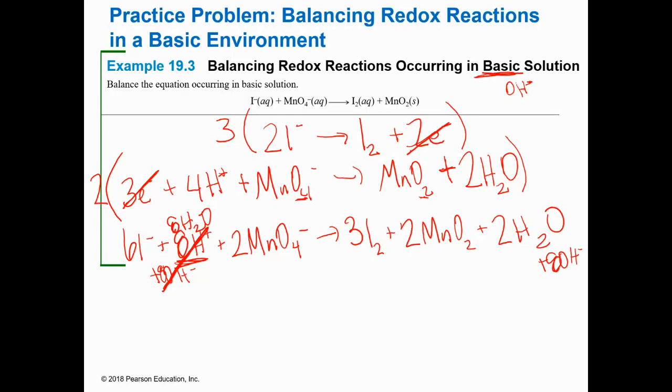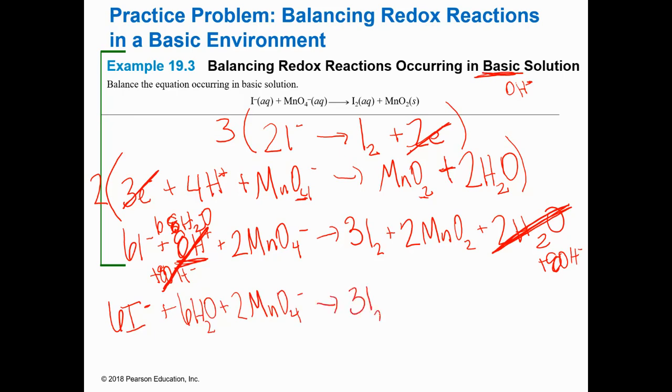Okay, when that happens, now we've got waters on both sides, so we need to go ahead and cross them out. So these are going to completely cancel on our product side, and this one's going to become a 6. So this is kind of a mess. I do want to clean this up and then recheck my charges. So I have 6 I minus plus 6 waters plus 2 permanganates, and that makes 3 iodines plus 2 manganese dioxide plus 8 hydroxides left over.